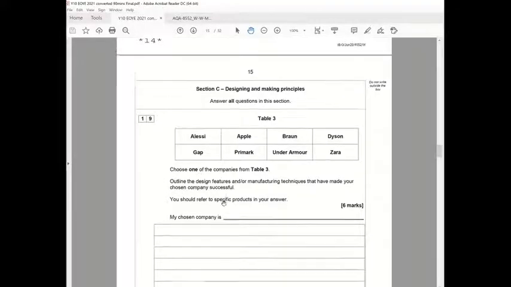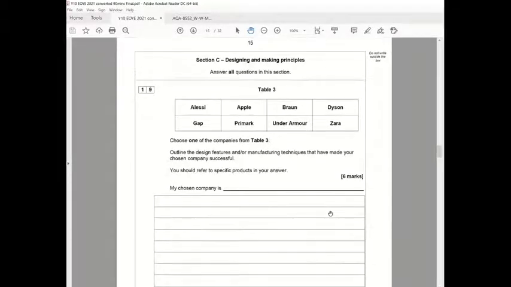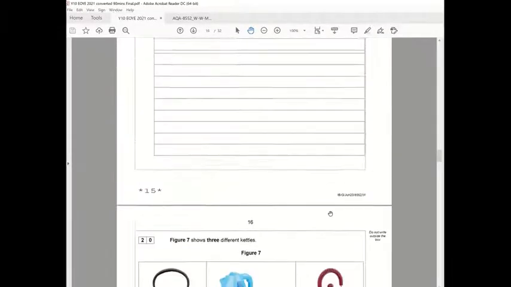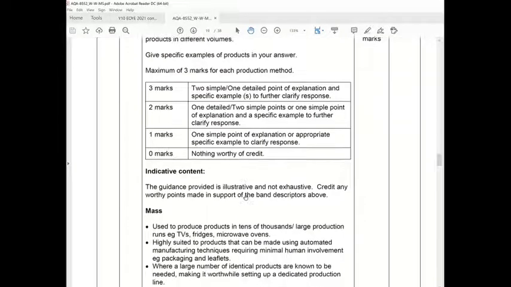Okay. And it says down here: outline the design features and or manufacturing techniques that have made your chosen company successful. You should refer to specific products. So that's more than one in your answer. So if you're hoping for that 6, you've got to swat up on, I would have thought, at least 2 of these, and make sure that you're familiar. I'm not going to go through all that. I'm going to jump to the mark scheme, but all of you would have done different things.